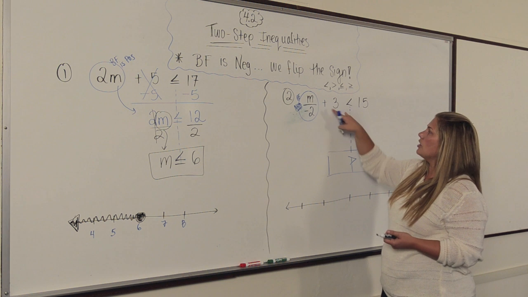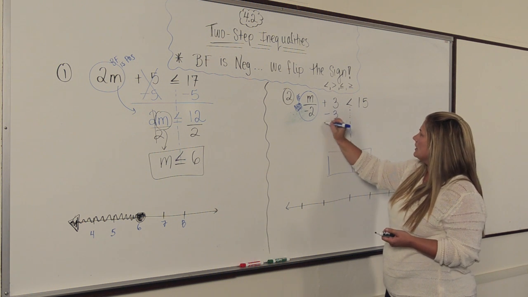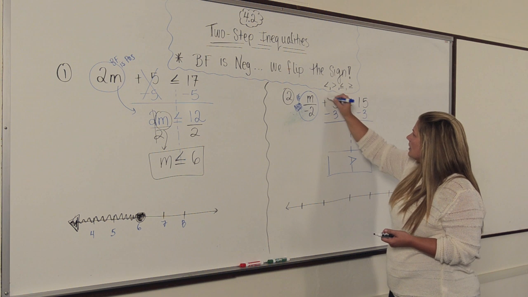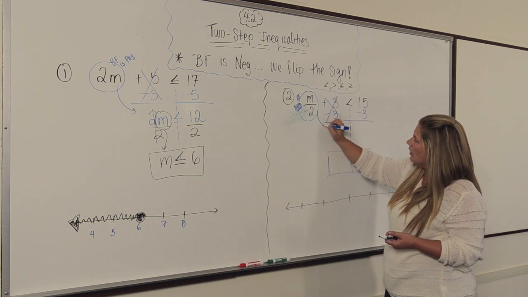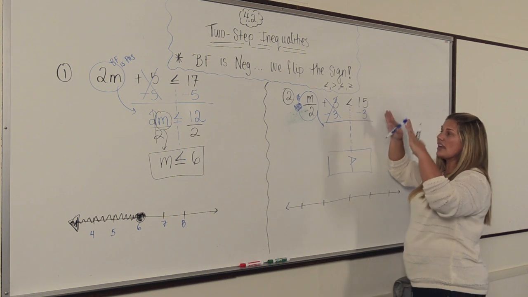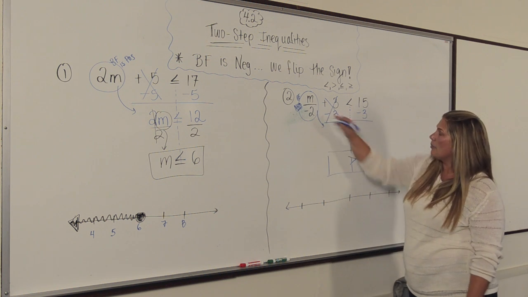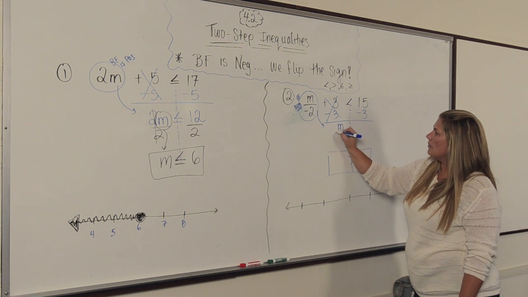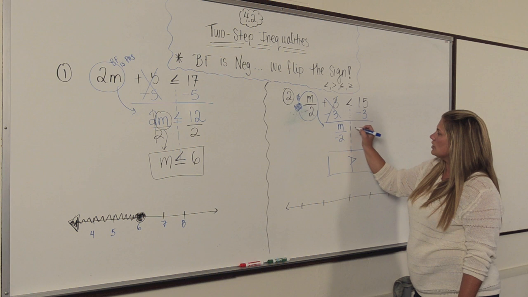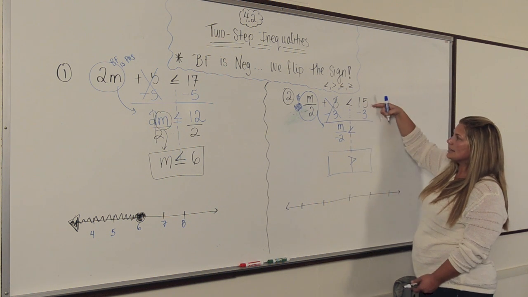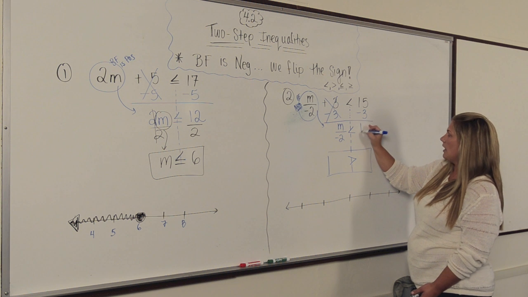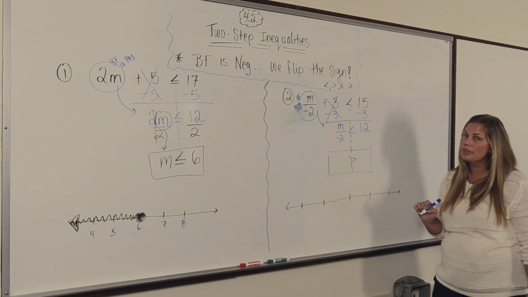So then let's just solve. To get rid of a plus 3, I subtract 3. And what I do to one side, I have to do to the other. Remember, bring everything else down for the next step. So I still have m divided by negative 2 is less than, and 15 minus 3 is 12.